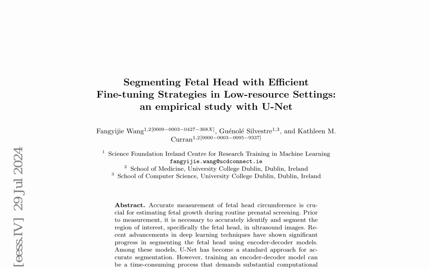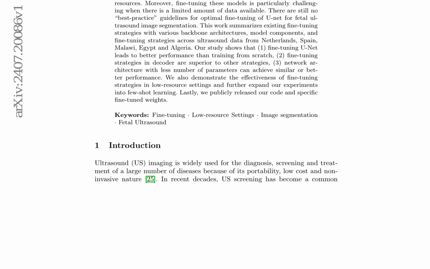The study explores various fine-tuning strategies for the UNET model across different ultrasound data from various countries, including the Netherlands, Spain, Malawi, Egypt, and Algeria. The findings indicate that fine-tuning the UNET model leads to better performance compared to training from scratch, and strategies in the decoder are superior. Additionally, the study demonstrates the effectiveness in low-resource settings and expands into few-shot learning. The research also includes the public release of the code and fine-tuned weights.